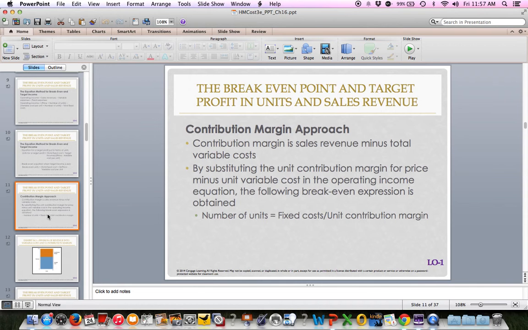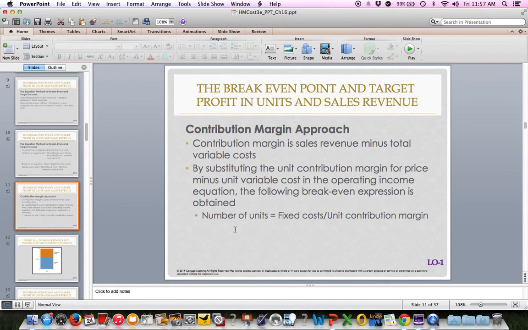So CM equals S minus VC. That's contribution margin. Know that. Have it written down in some notes and commit that to memory if you can. Just understanding that basic concept helps you as you compute some of the questions they're going to give us. It says that by substituting the unit contribution margin for price minus unit variable cost in the operating income equation, the break-even is this.